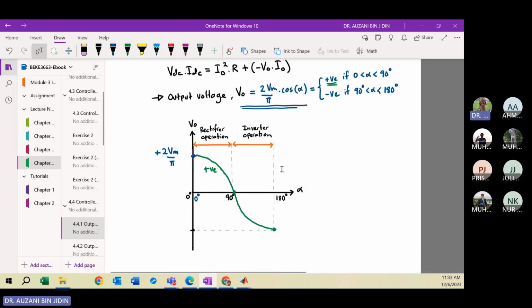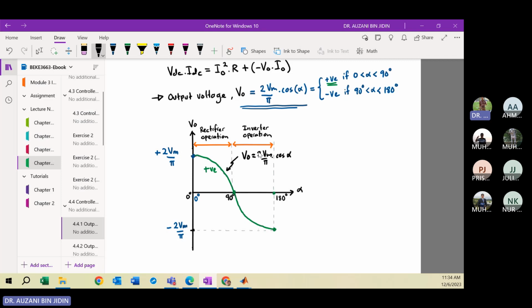So let's say you set your alpha to 180 degrees. The cos term will be minus 1, so then you get the minimum output voltage, which is minus 2Vm divided by pi. So actually you can sketch this profile based on this equation, VO equals 2Vm divided by pi cos alpha. Clear? So it's possible the output voltage can have negative value.